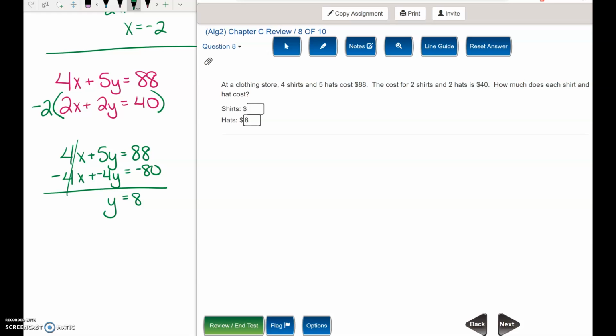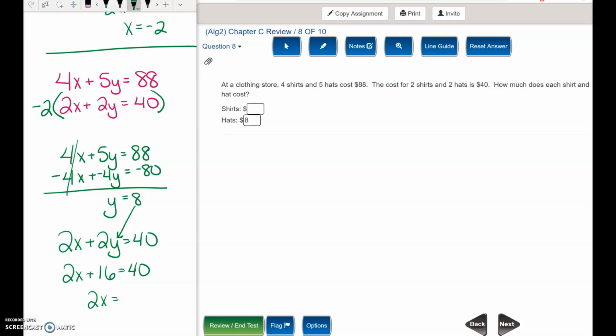And I even helped you out and put the $ sign in there so you don't have to worry about a label. For x, I'll use 2x plus 2y equals 40 and stick the 8 in there. 2 times 8 is 16. 40 minus 16 is 24. So my shirts are $12.